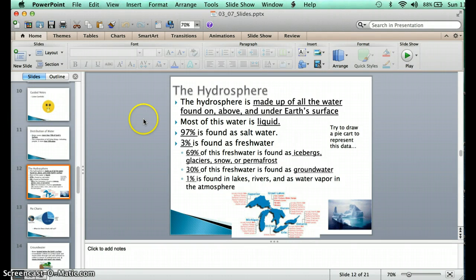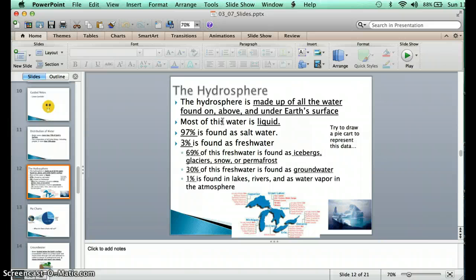As we go through this information, I want you on your notes somewhere to try to draw out a pie chart to represent the data. You're going to have one pie chart to start with, and you're going to split it up 97% and 3%. So you're just going to have two sections of the pie chart. So 97% of the water on our planet is salt water. 97%. Salt water. We cannot drink salt water.